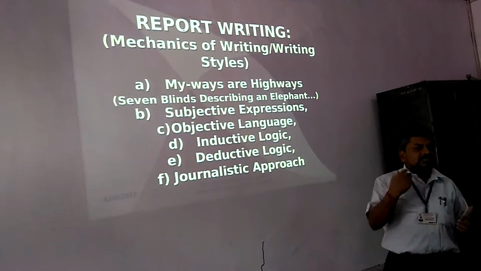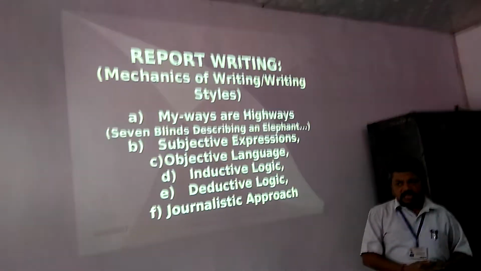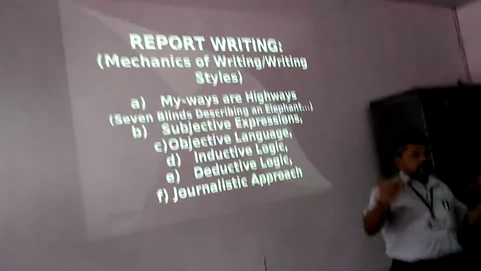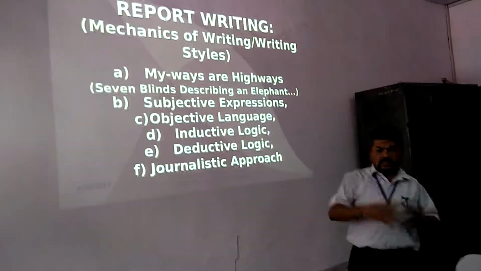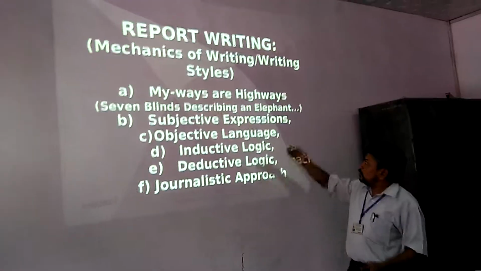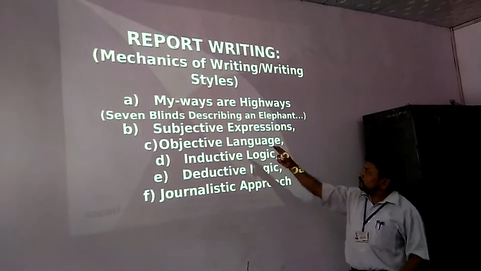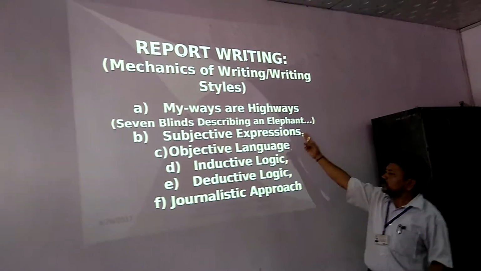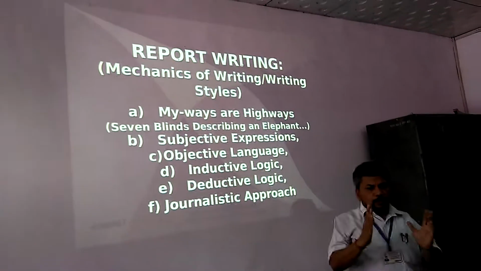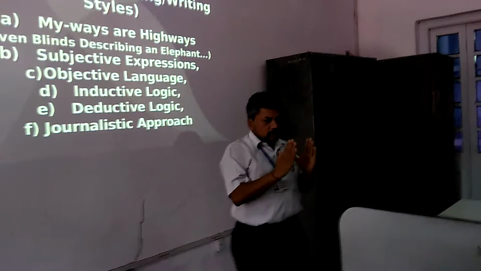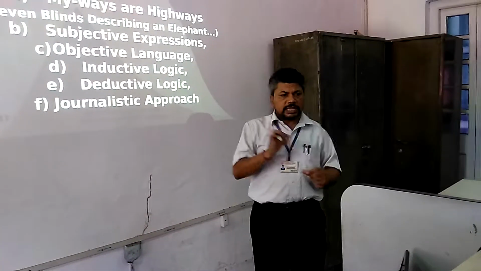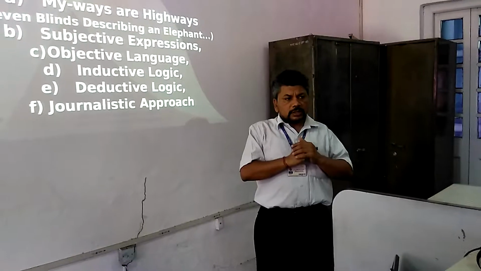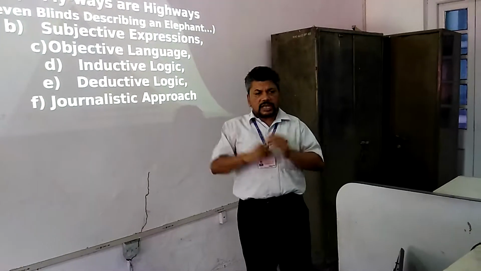So there is the first writing style. Very randomly I would like to say, some people think that my ways are highways. They think that whatever they are writing, that is the way. Here I would like to talk about one example. Seven blind persons were requested to describe an elephant, to report on an elephant. Seven blind people were once asked to report how an elephant looks.